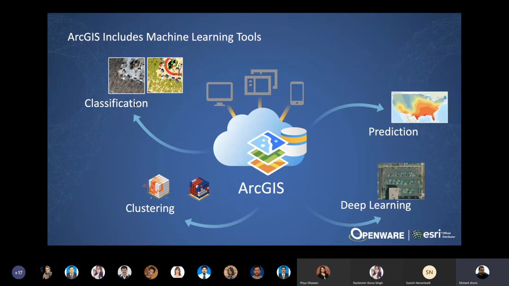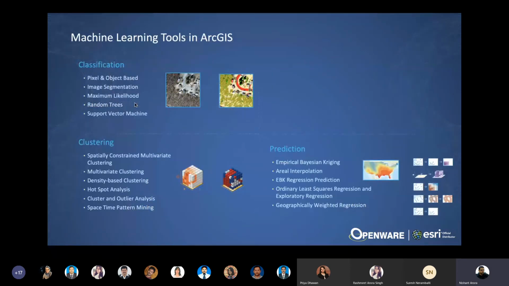Now, let us see some examples of these machine learning tools that are available in ArcGIS. For example, classification tools like pixel and object-based image segmentation, maximum likelihood, random tree, and support vector machines. If you want to know more about these classification tools and how they work, I can share URLs that you can study.